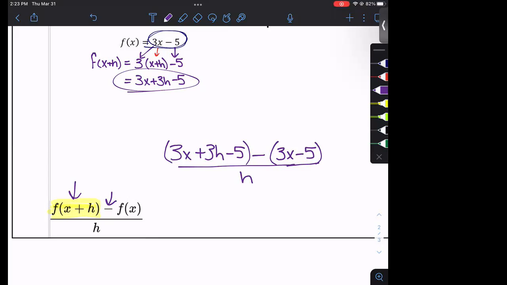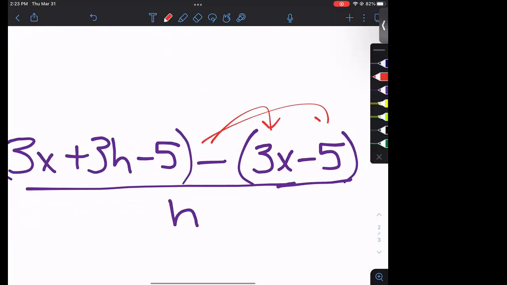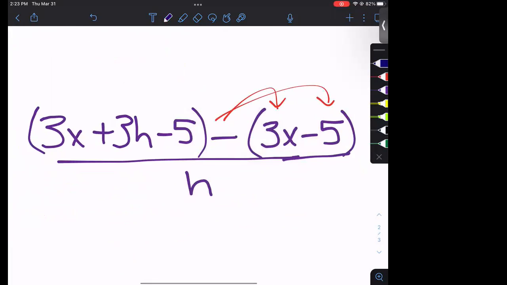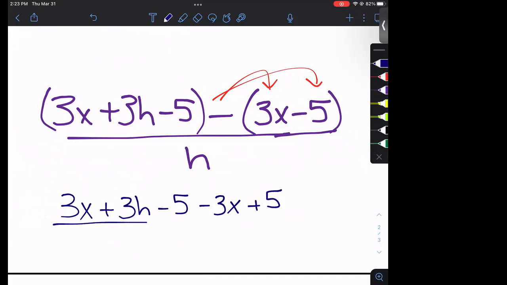In order to simplify, the first thing I want to do is get rid of that nasty negative. So we're going to distribute this negative first. That's going to give us 3x plus 3h minus 5. Comes down. Negative 1 times 3x is going to give us negative 3x. And then negative 1 times negative 5 is going to give us positive 5 here at the end. All still being divided by h.